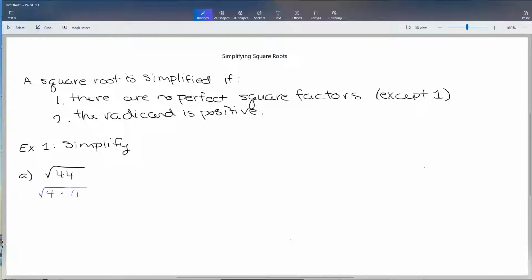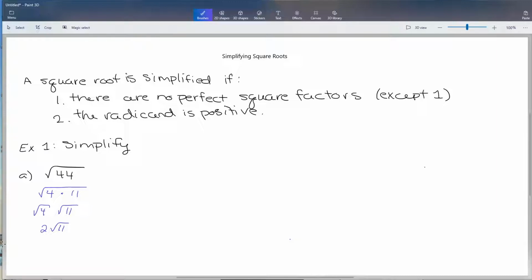Now I'm going to go ahead and split up my square root like this: square root of 4 times square root of 11, and that's going to give me 2 times the square root of 11, because I know the square root of 4 is 2.